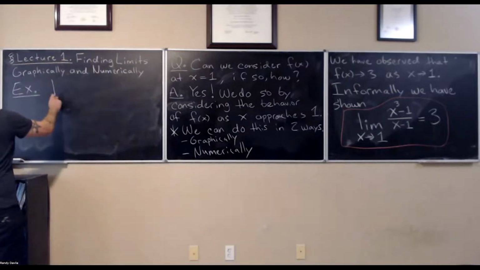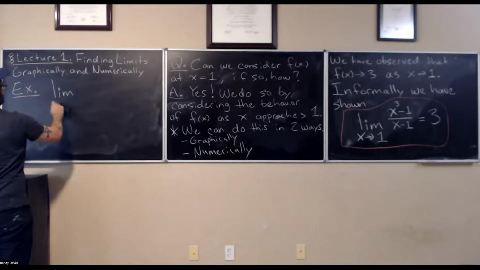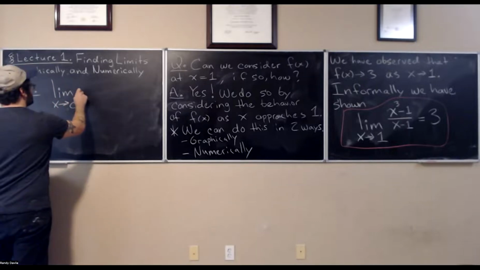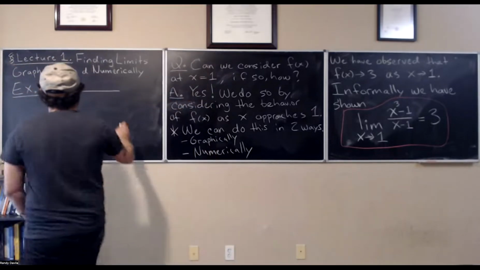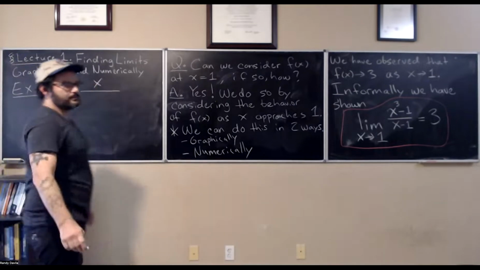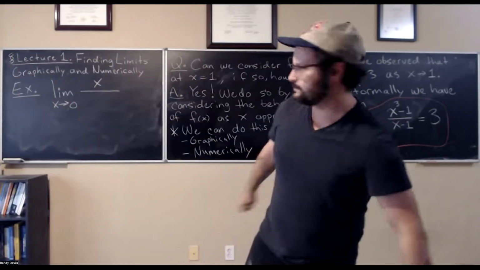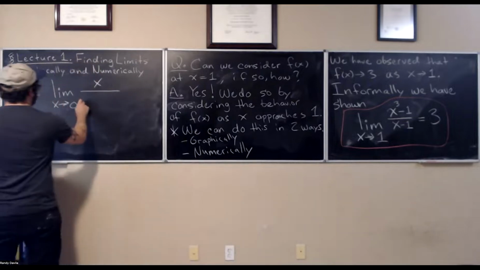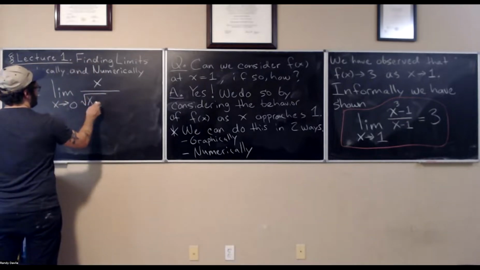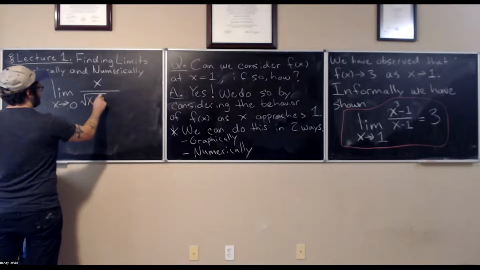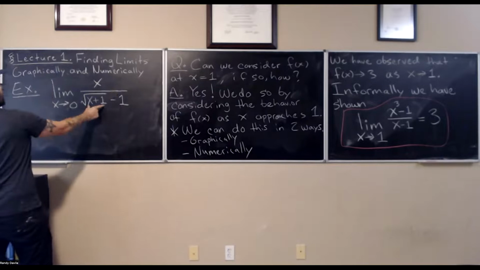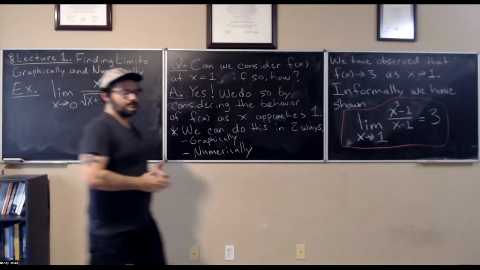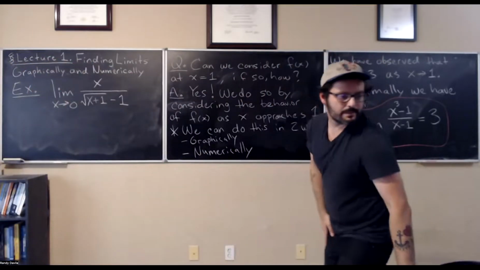Let's look at this. The limit as x approaches 0 of x over the square root of x plus 1 minus 1. The square root is only here. Okay.